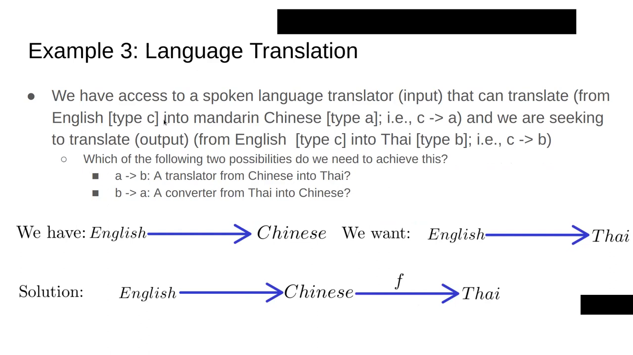Or finally here, for language translation, suppose we have a spoken language translator that can translate from English to Chinese, Mandarin Chinese, let's say, going from C to A. So English is C. And we're seeking to translate from English into Thai. What can we do? Well, okay, we have this one that can go English to Chinese, and we want to go English to Thai. What do we need? Do we need a translator from Chinese into Thai or Thai into Chinese? What do you think?